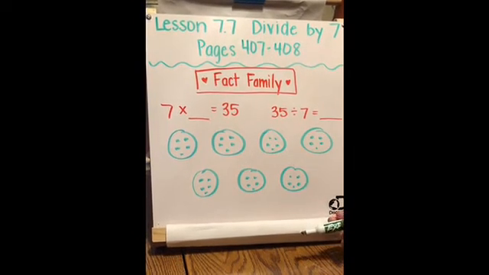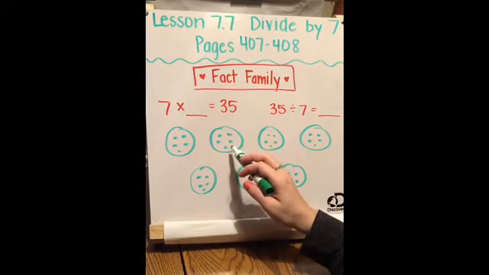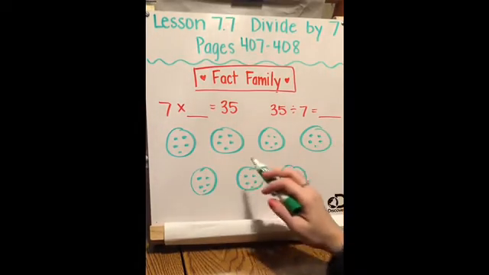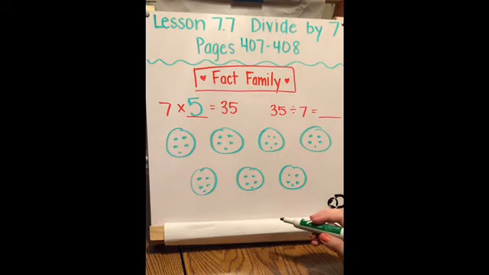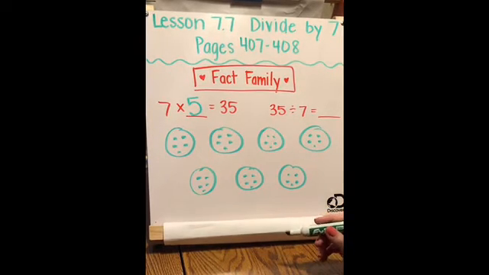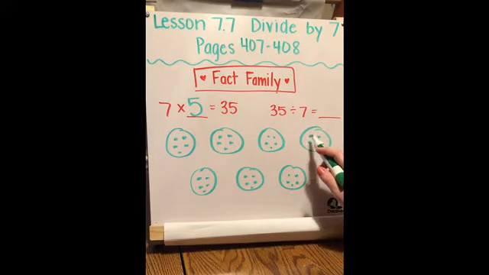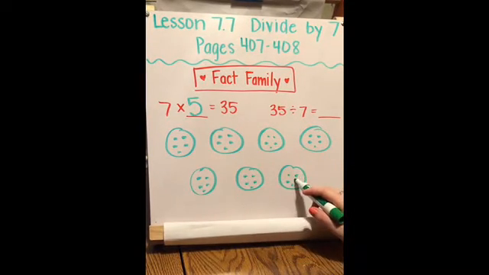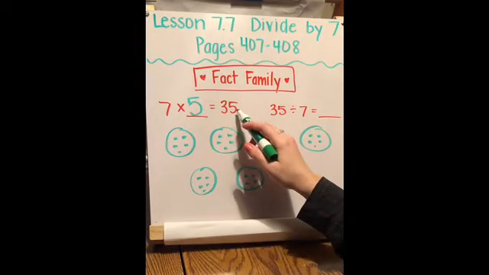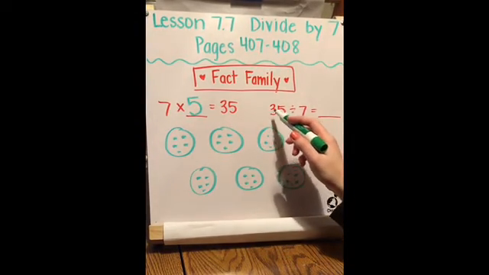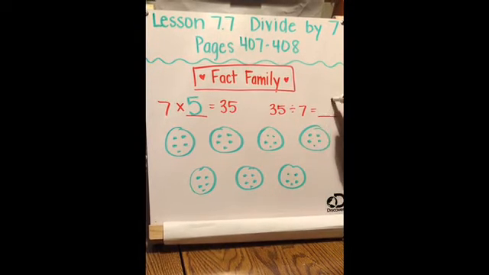And then we would just need to look how many are in each group. So this first group has 5, this group has 5, 5, 5, 5, 5, 5. So we know that the unknown factor is 5, and we can check it by counting by 5s. 5, 10, 15, 20, 25, 30, 35. So by knowing that 7 times 5 equals 35, the related fact, 35 divided by 7, has to equal 5.